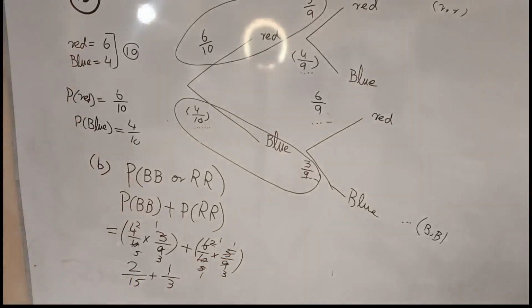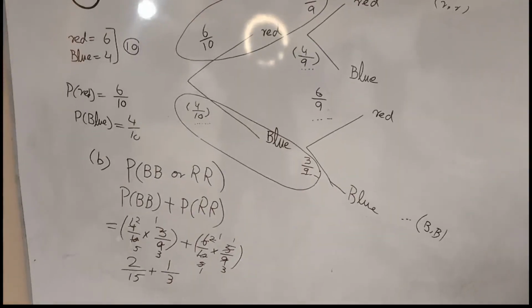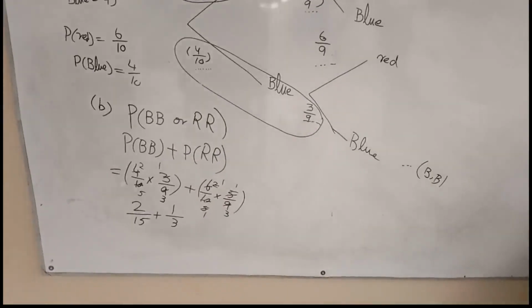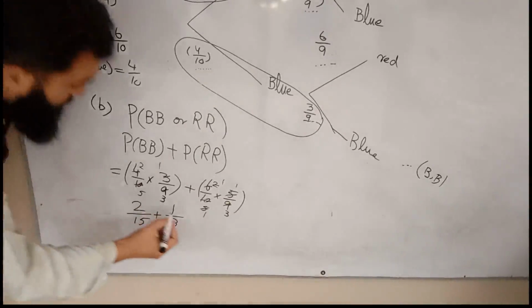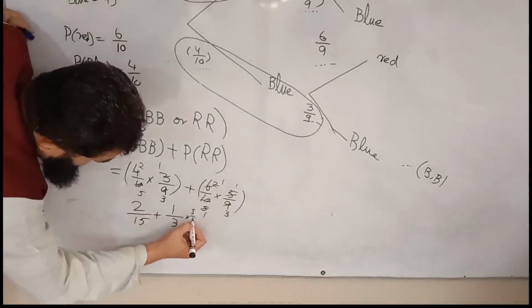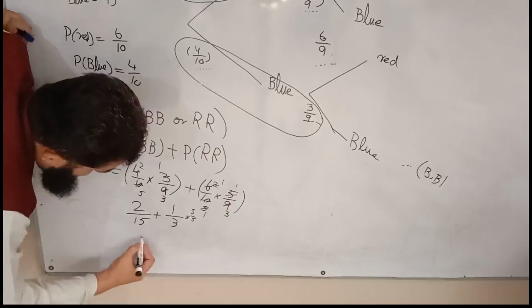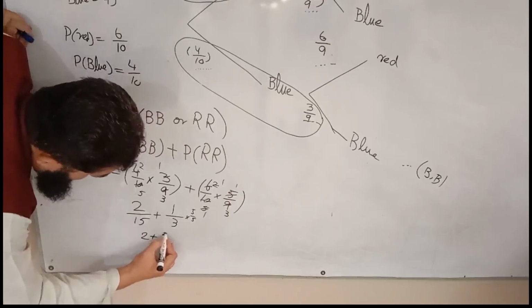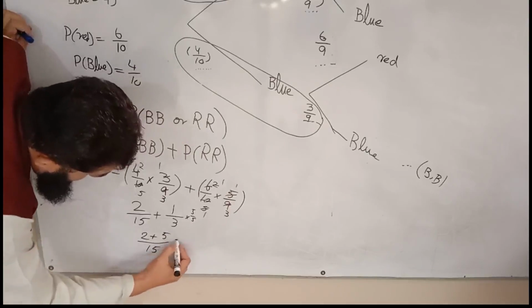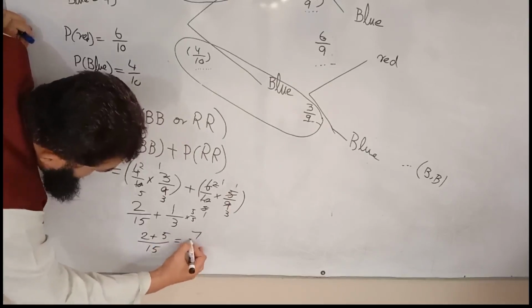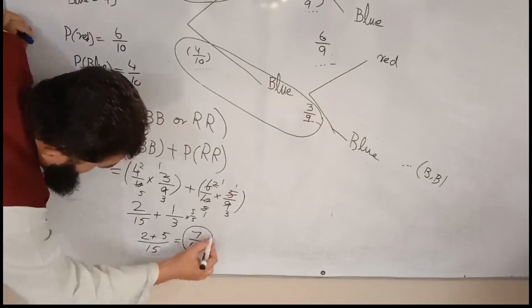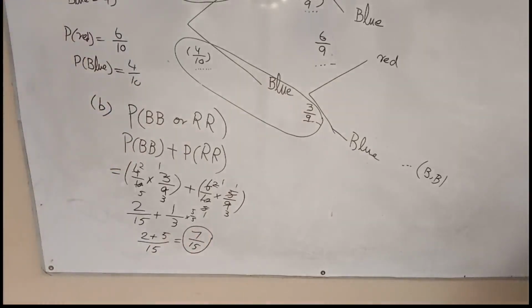We have to add these two fractions. How will we add them? We have to take the LCM. To take the LCM, we multiply by 5 here. It becomes 5 over 15. So the answer will be 2 plus 5 over 15, which equals 7 over 15. So the probability of drawing two counters of the same color is 7 over 15.